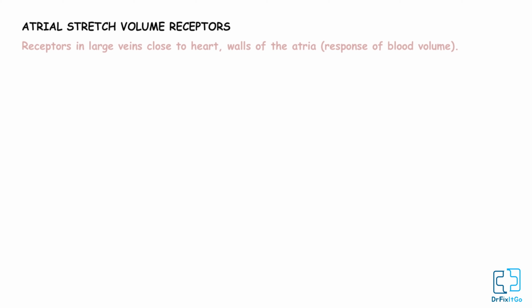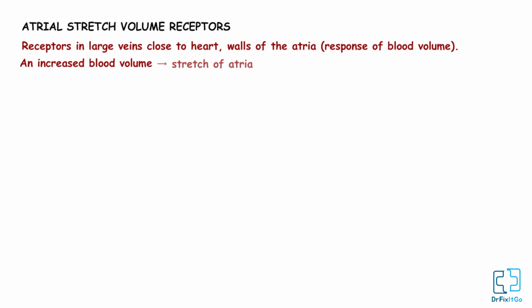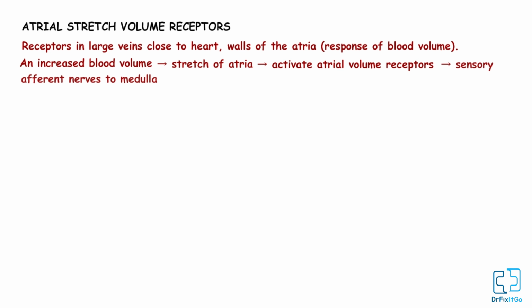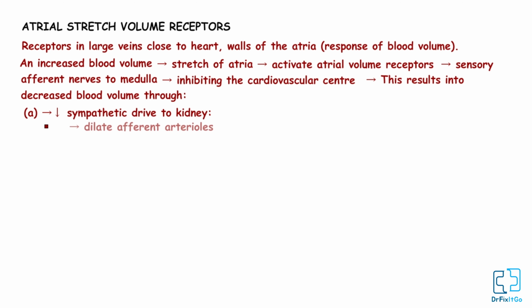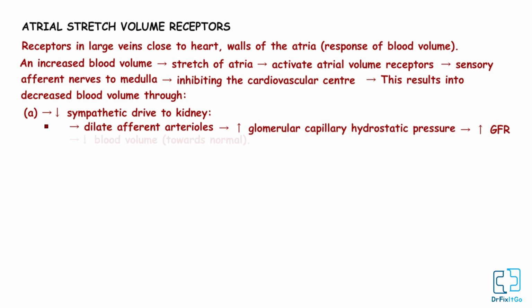Atrial stretch volume receptors. Receptors in large veins close to the heart and walls of the atria respond to blood volume. An increased blood volume leads to stretch of atria, which activates atrial volume receptors and goes through sensory afferent nerves to the medulla, inhibiting the cardiovascular center. This results in decreased blood volume through decreased sympathetic drive to the kidney, which dilates afferent arterioles, increasing glomerular capillary hydrostatic pressure and GFR, which leads to decreased blood volume toward normal.